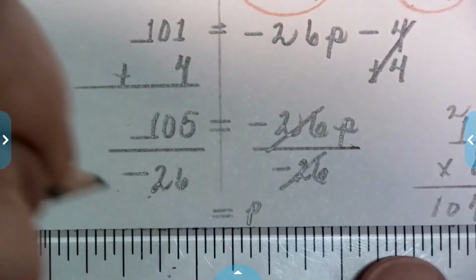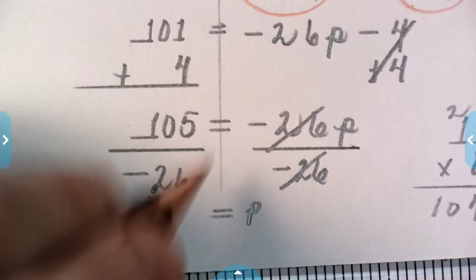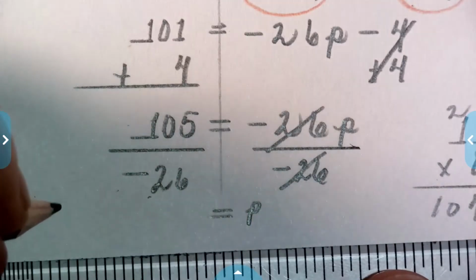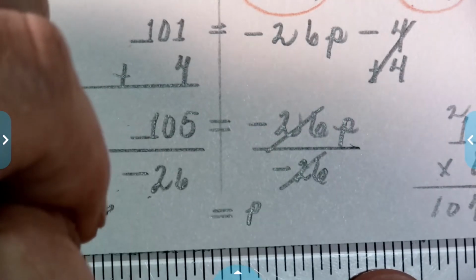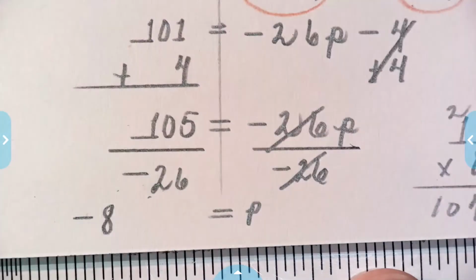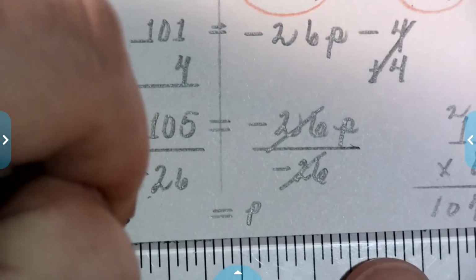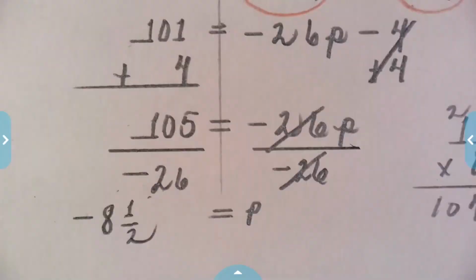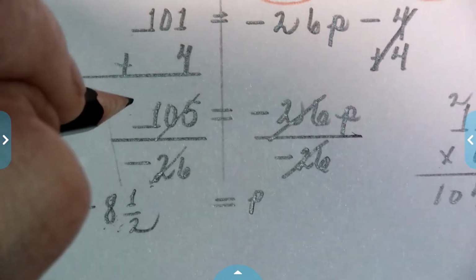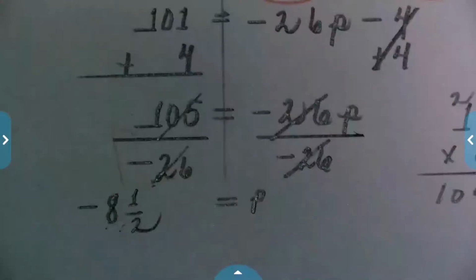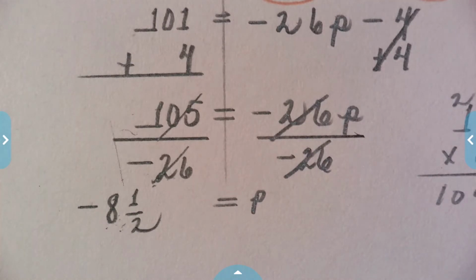So I could say p is equal to this. That's fine. But I was thinking p is equal to -8 and 1/2. See what I'm saying? Because I'm dividing out here. I wonder if that will allow you to do that.